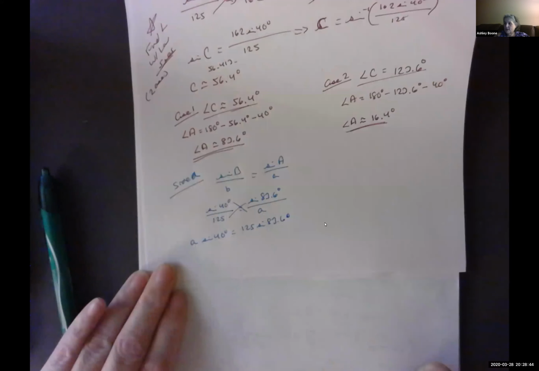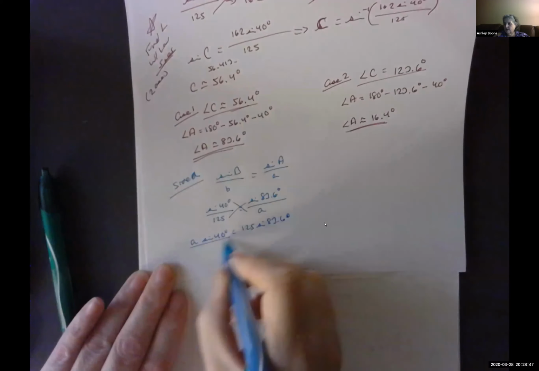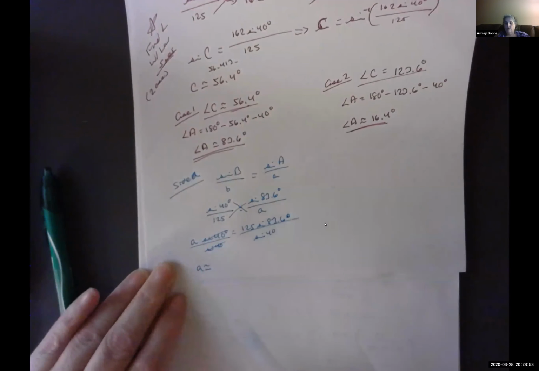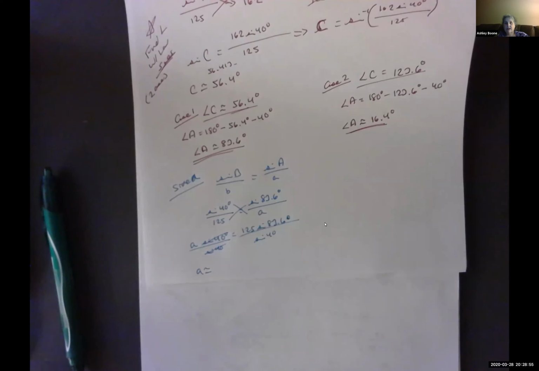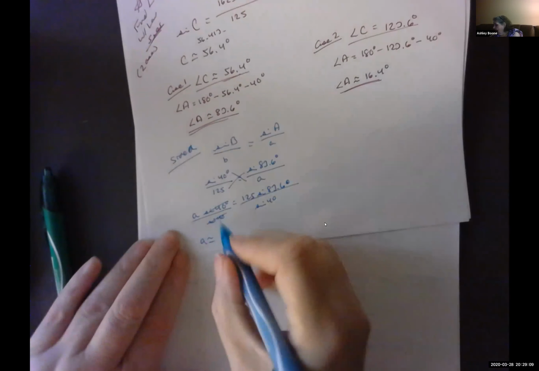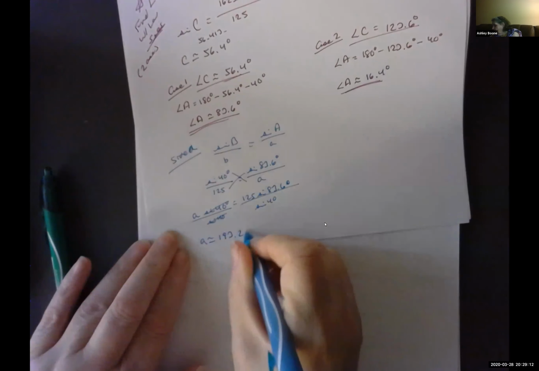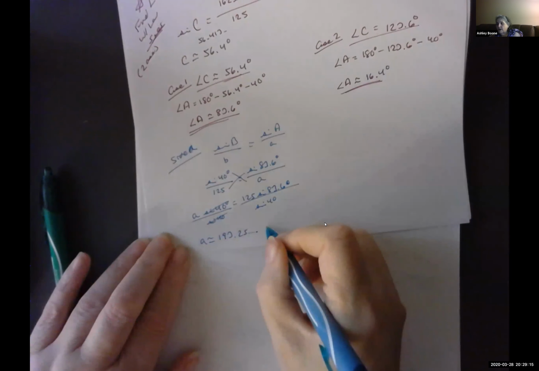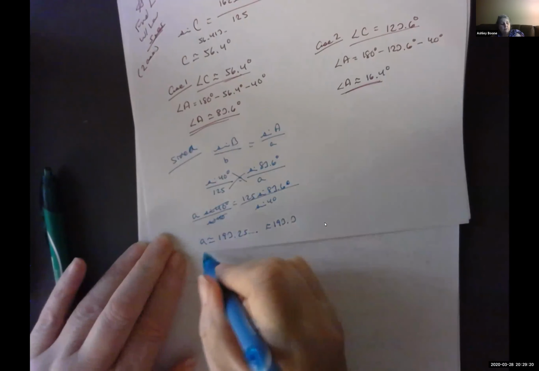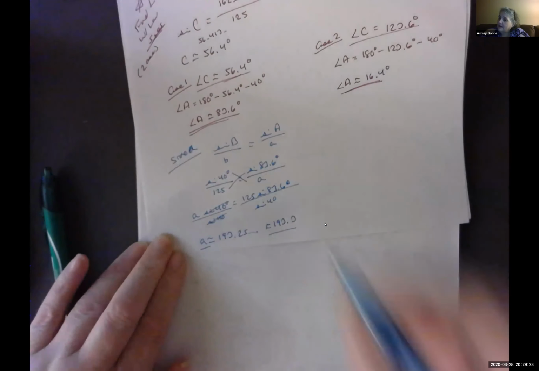Okay. Divide both sides by the sine of 40. So in this case, if we went 125 sine of 83.6 divided by sine of 40, we get 193.25 and so on. So that would be approximately 193.3. So in this case, A would be 193.3. You'd have to do the same thing over here.